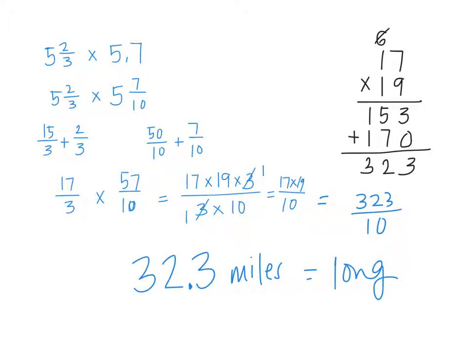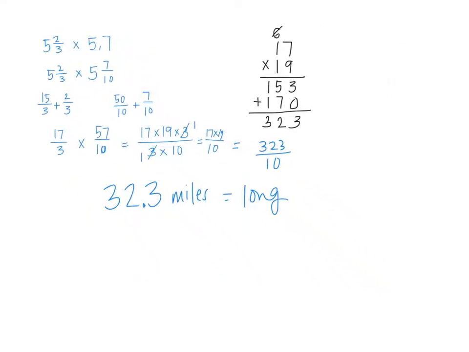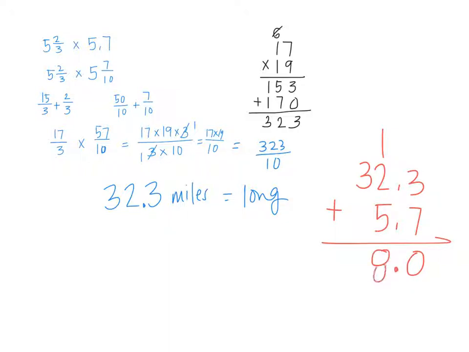So I have to do 32.3 plus the distance of the short ride. How short was the short ride? 5.7. So I have to do 32.3 plus 5.7. How many tenths do I have altogether? 10. So I'll record the 0 and I'll regroup the 1 to become 1, 1. How many 1s do I have? 8. How many 10s do I have? So how many miles did she ride altogether? 38 miles.